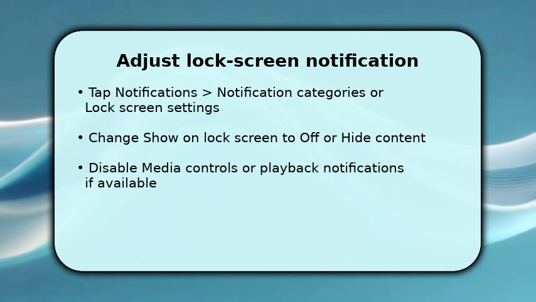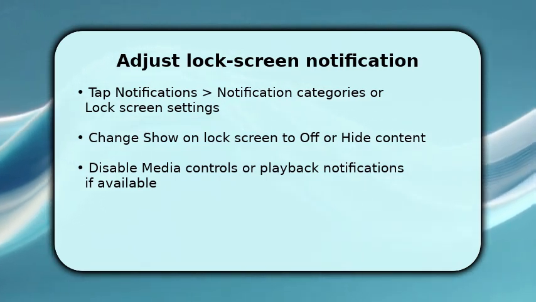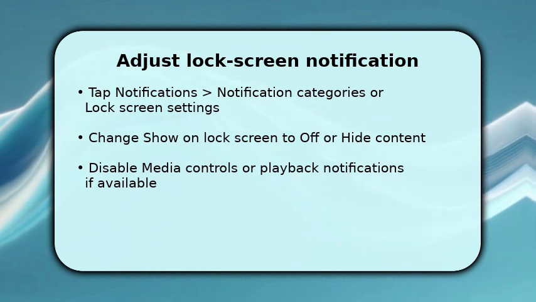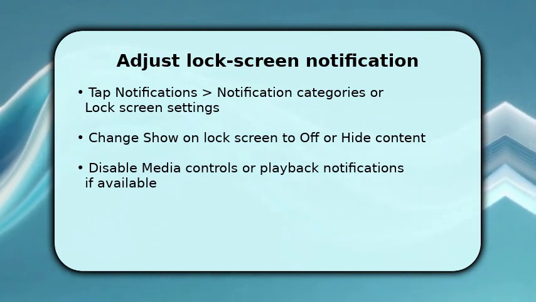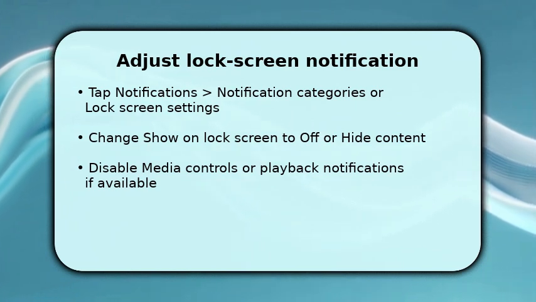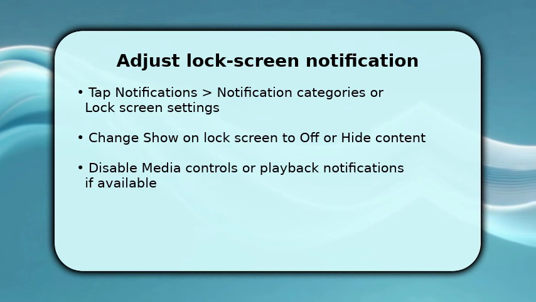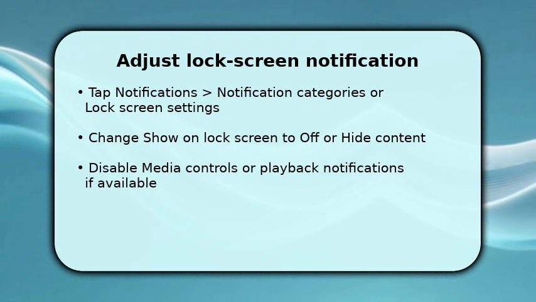Now you'll change the lock screen notification settings directly for Spotify. Tap Notifications, then Notification Categories or Lock Screen Options. Many phones label media or playback controls separately. Change Show on Lock Screen to off or choose Hide Content so artwork and controls won't display. If there's a specific media control toggle, switch that off too.